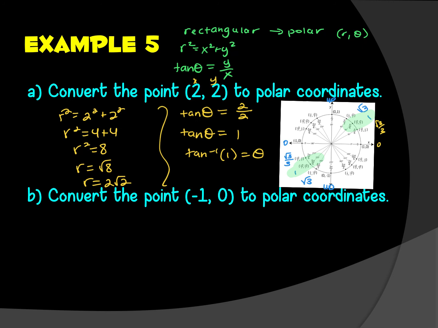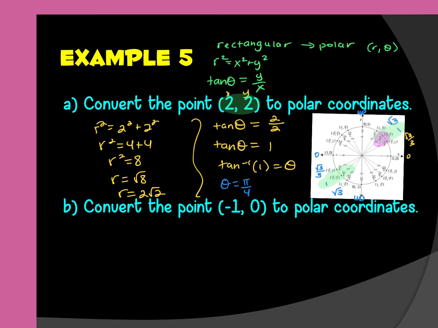Where does my original point lie? Where would 2, 2 be? First quadrant or third quadrant? First quadrant. And that's how I know which tangent to pick. So I'm going to pick the theta that's in the first quadrant, which is pi over 4. So now my coordinate point here, my r, theta equals 2 root 2, comma, pi over 4.